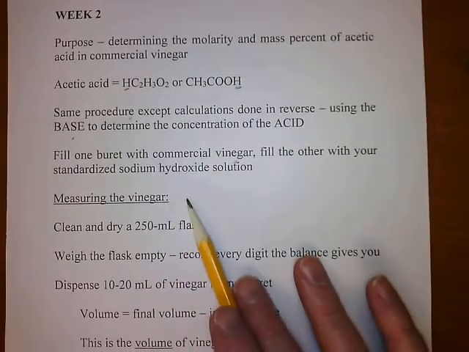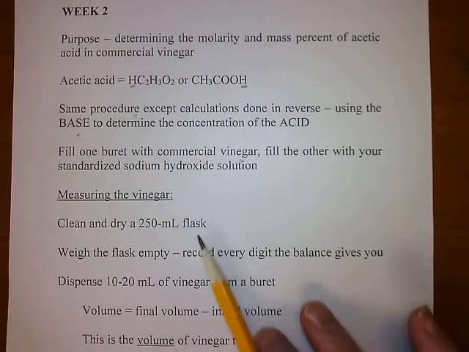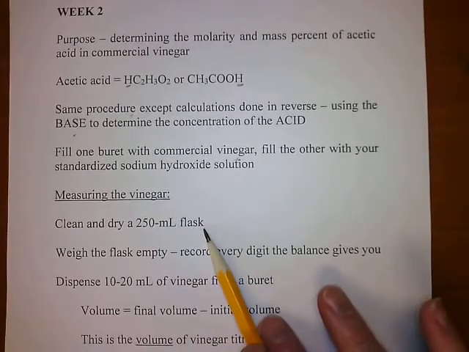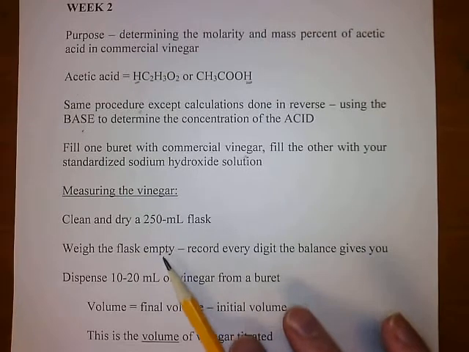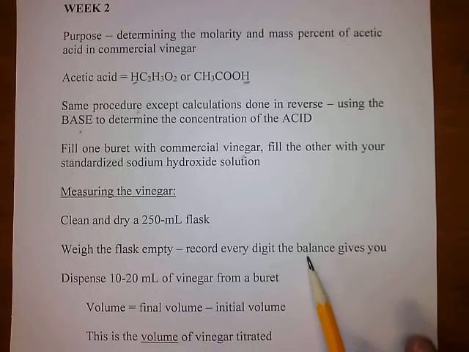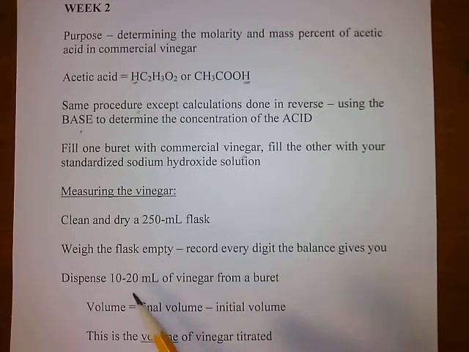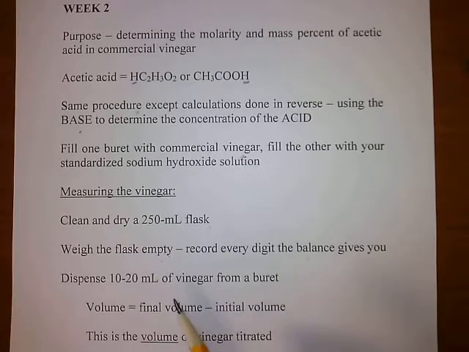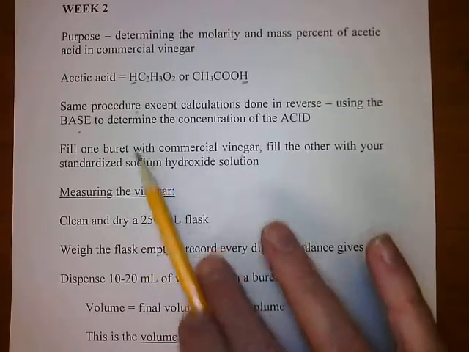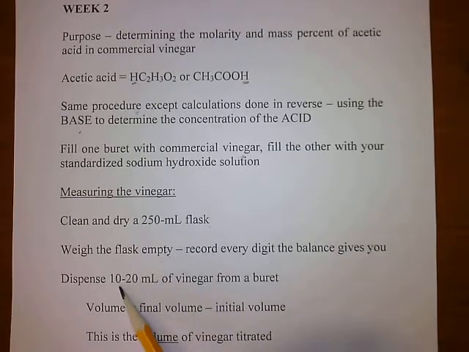So to measure out your vinegar, you're going to first clean and dry a 250 ml flask. And you're going to weigh the flask empty and record every digit that the balance gives you. Then you're going to dispense 10 to 20 ml of vinegar from the burette. That's the first burette that's filled with the commercial vinegar solution. The exact volume is not critical, as long as you know the exact volume that you use.